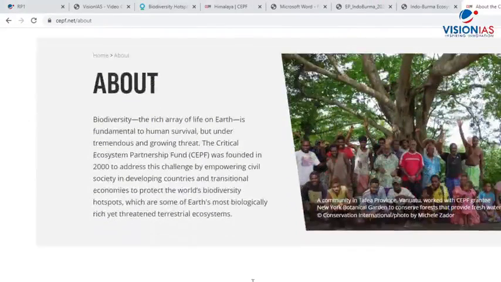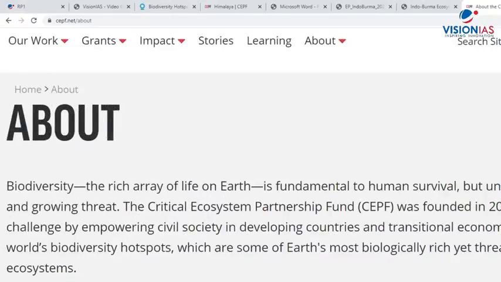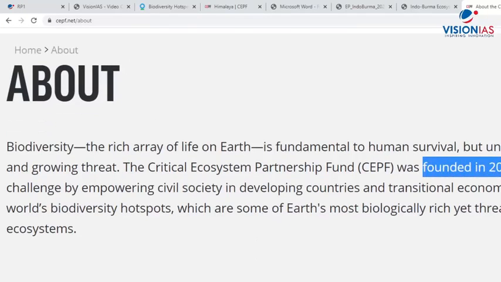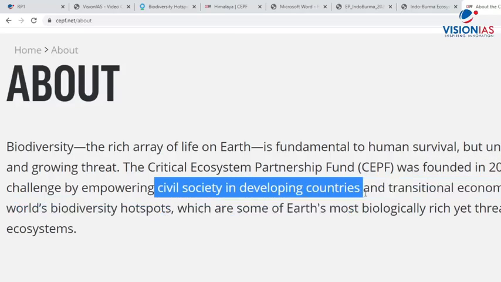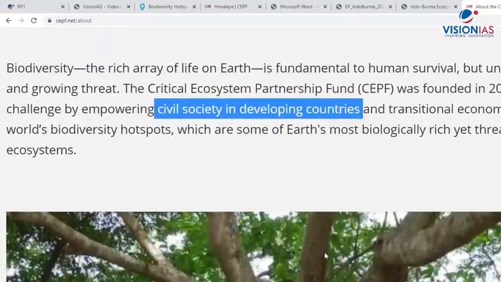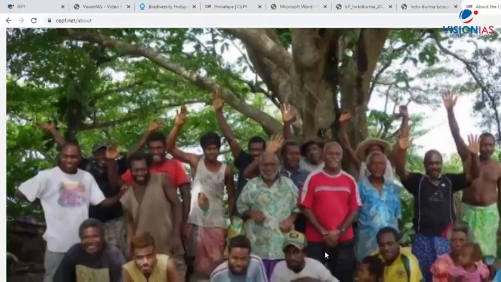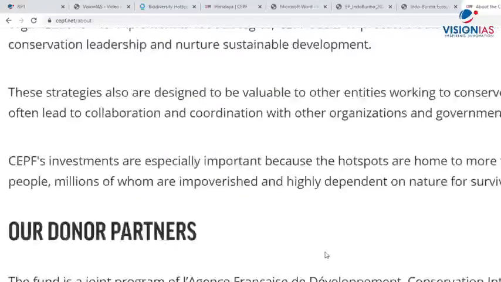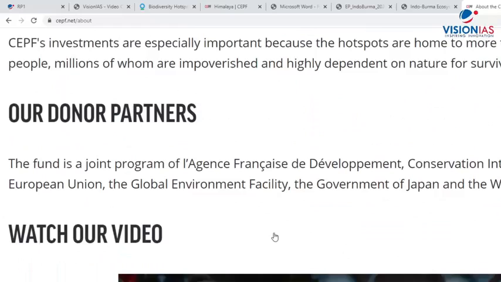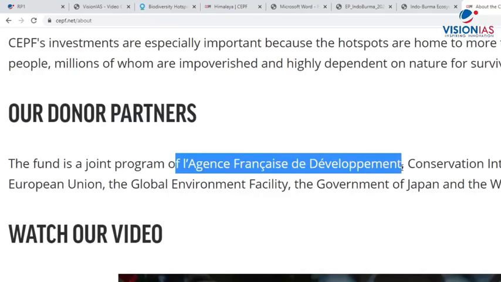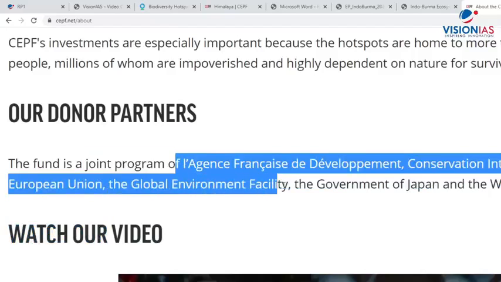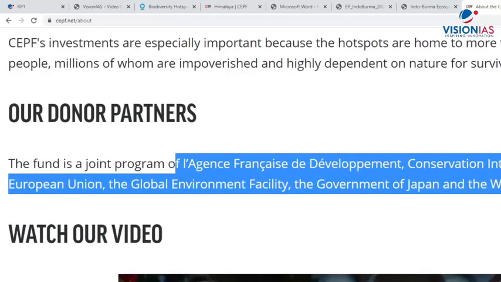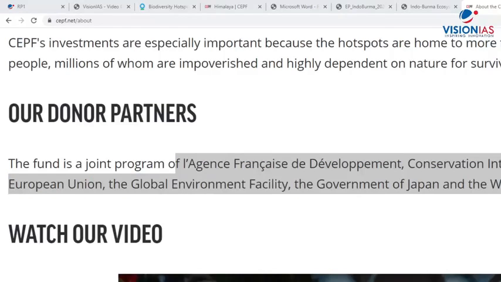This is a web page of that. It helps the NGOs. It was founded in 2000 to address the challenge of empowering civil society in developing countries and transition economies to support their conservation programs. This Critical Ecosystem Partnership Fund was formed, and $259 million US dollars has been given for that. It consists of donor organizations. Which are the donor organizations? Agence Française de Développement, Conservation International, European Union, Global Environment Facility, Government of Japan and World Bank, which give the fund.